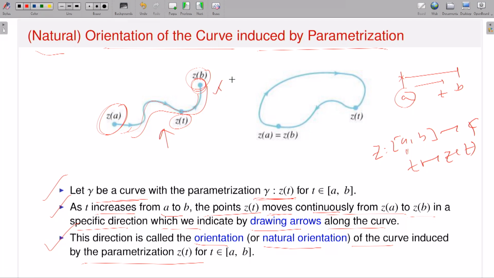For example, these are the corresponding natural orientations. Similarly here, I have a curve, this is actually a closed curve. If I start from z_A, then as t runs from a to b, I am moving in these directions according to my parameterization, and that is what is called the natural orientation. So that's what I have written: orientation of the curve induced by parameterization.